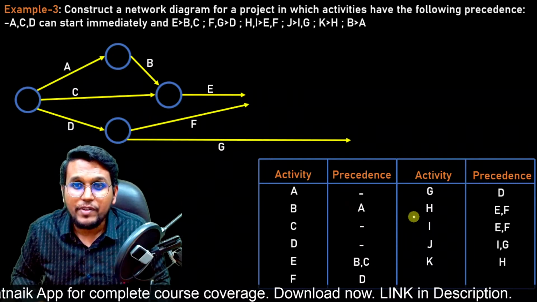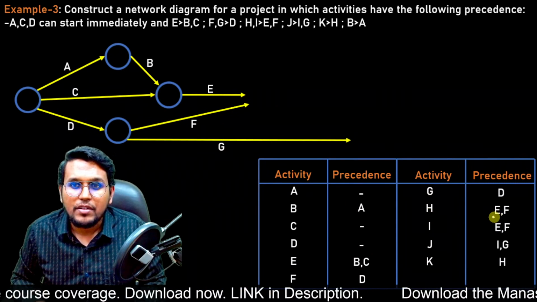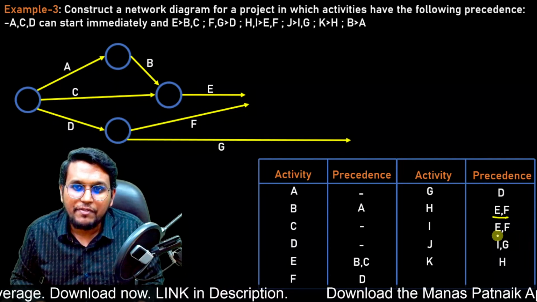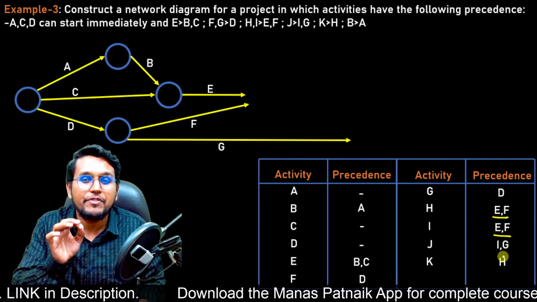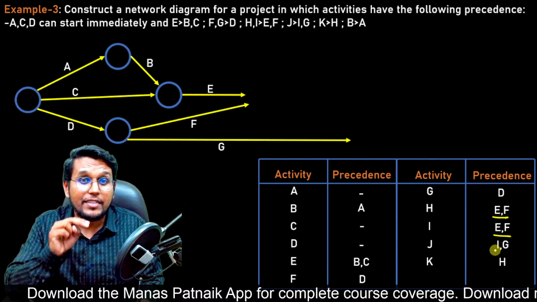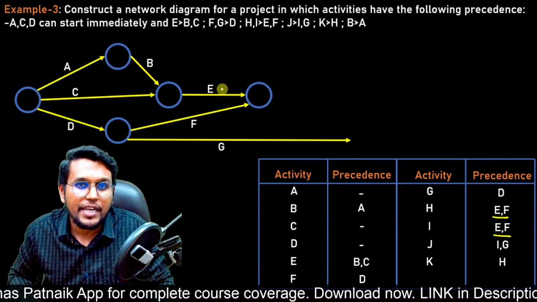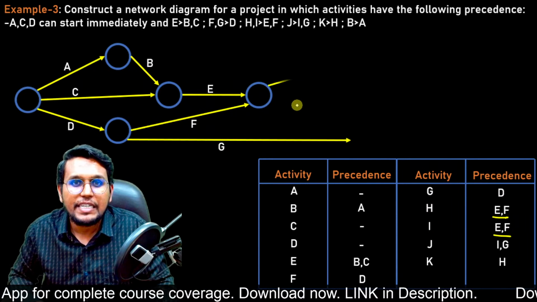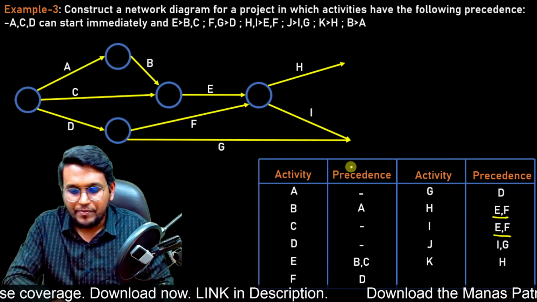Okay, let's move ahead. So H depends on E and F. Same combination of E and F appears again, and E or F does not come individually. Can you see? So we don't have them coming together again. So what we'll try to do is we'll end them on the same node here, E and F, and we'll start activity H and activity I. All right, fine.